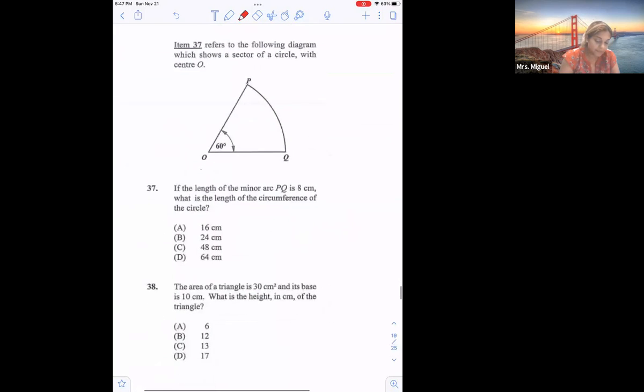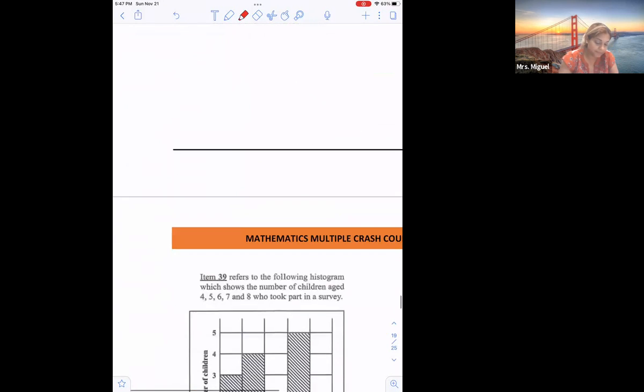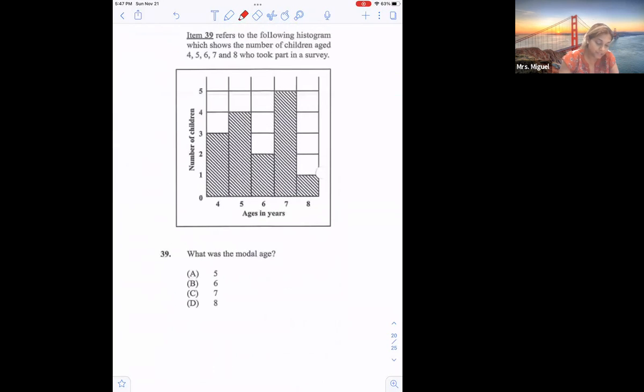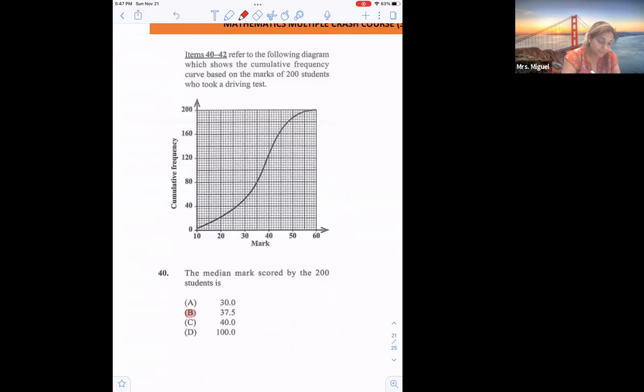Number 37, we did this already. This is a repeat. This one as well. So you can look over that. What is the modal age? The bar with the highest frequency. And this one, the median mark, 37.5. So this is where it's 100, comes straight down, and this is 37.5.